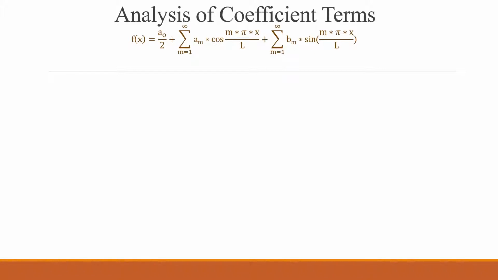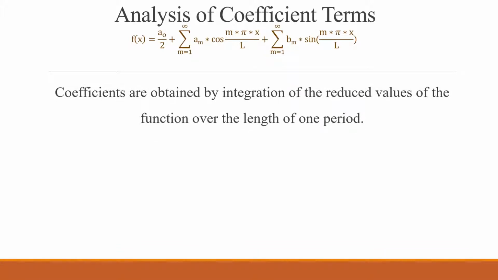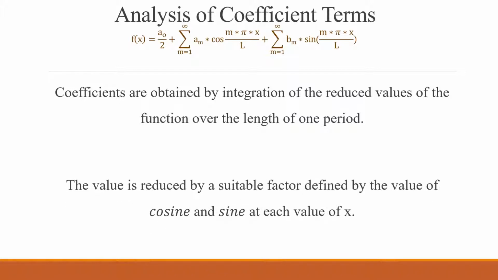Now we will analyze the coefficient terms. Coefficients are obtained by integration of the reduced values of the function over the length of one period. We have seen in the previous slide that the coefficients were given by an integration process, and the integration was from negative L to the positive L, which is the length of the period.